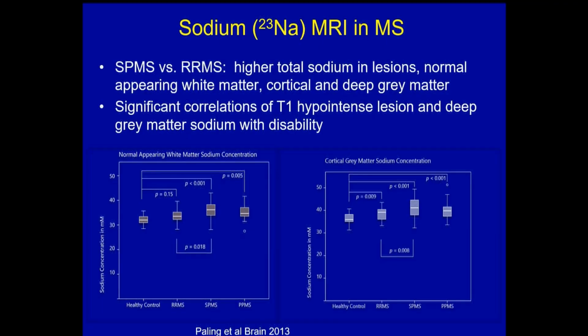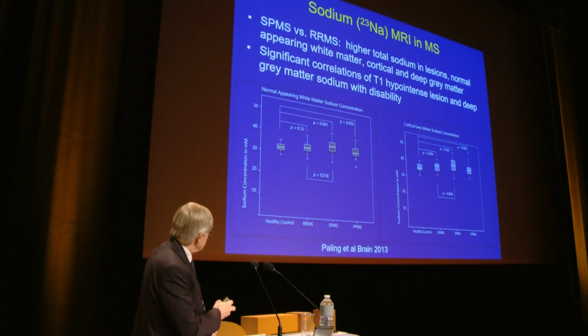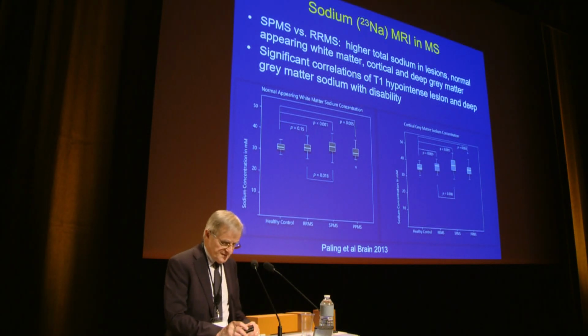And David Paling, several years ago, studied this in more detail and found that in secondary progressive versus relapsing remitting MS, sodium concentrations were higher in lesions, normal appearing white matter, cortical and deep grey matter. And he also found that there were significant correlations of the sodium in T1 black hole lesions and in the deep grey matter with disability. So I think this is another measure of likely extensive neurodegeneration and demyelination that's associated particularly with secondary, but also with primary progressive MS.